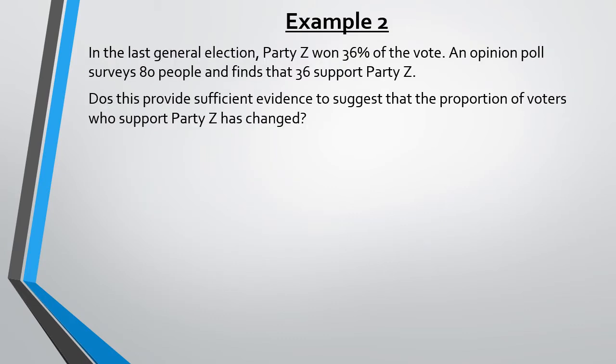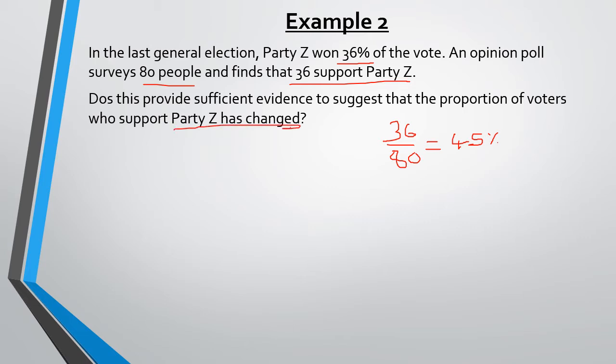So moving to the next example. What we've got here is in the last general election, party Z won 36% of the votes, so that's what we know already. In an opinion poll now, of 80 people, 36 have supported party Z. So just a quick calculation, this time 36 out of 80, that works out as 45%. So we now know 45% of the people have voted for party Z. So it has increased from last general election. Is this enough evidence to suggest that it's changed? That's what we're asking.